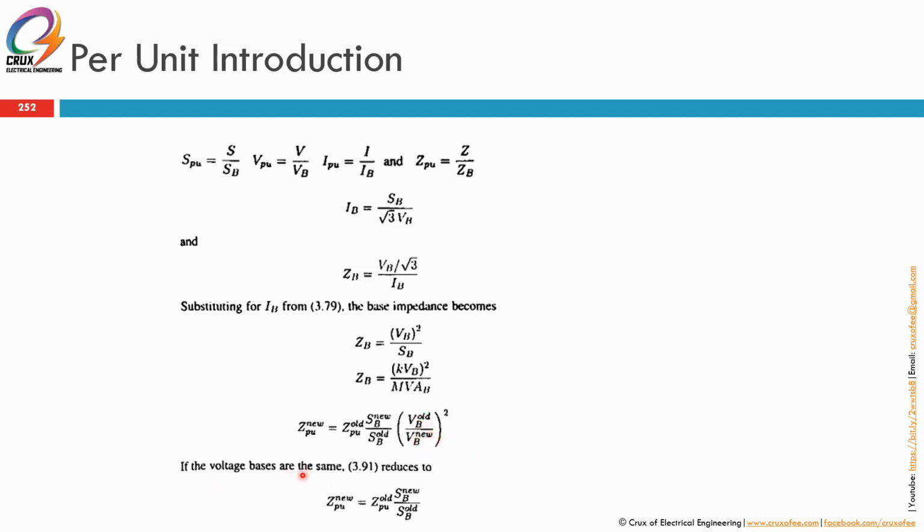Okay, if the voltage bases are the same, it just becomes like this: Z new per unit equals Z old per unit times S new base divided by S old base. For example, a transformer is 10 MVA with Z equals 10%. So the old base is 10 MVA, while the selected base that you have put initially is 100 MVA. So 100 MVA divided by 10, and the Z old per unit is 10%, which is 0.1. Then that will give the new Z per unit. Alright.